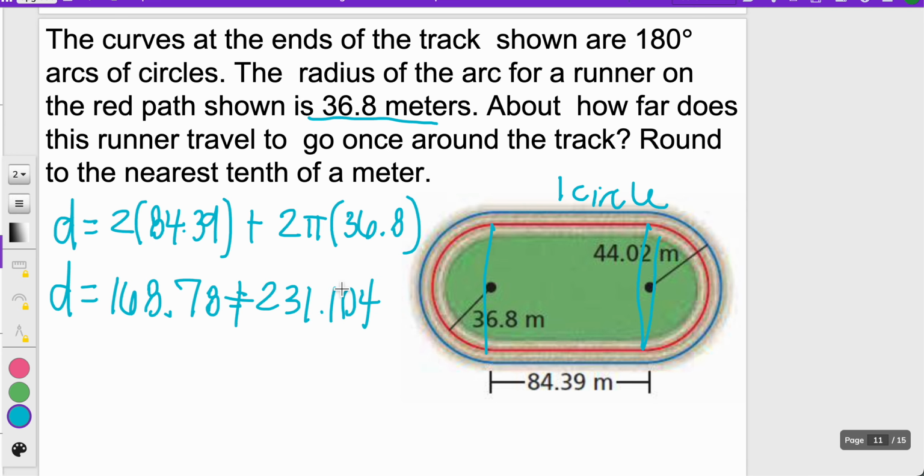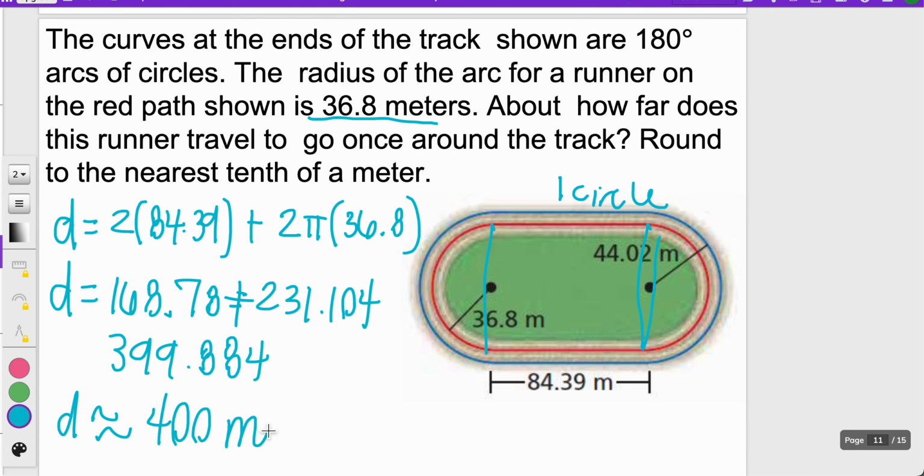getting 231.104. So I'm going to add those together, 168.78, and I get 399.884. So we can say the distance is about 400 meters. Okay, or 399.9.